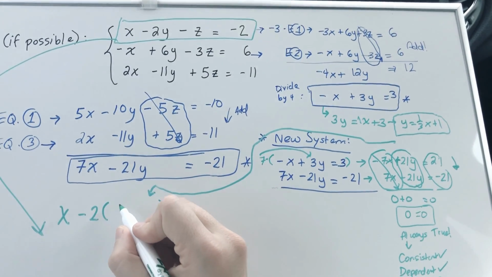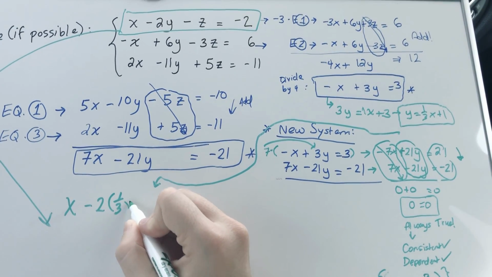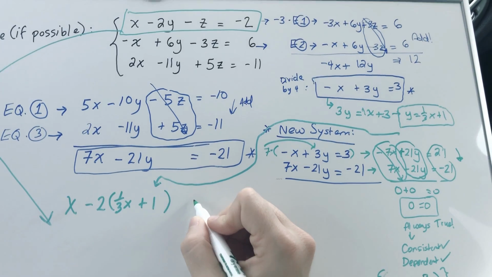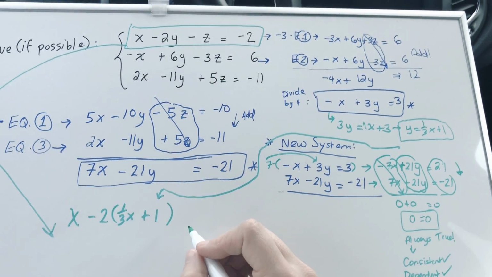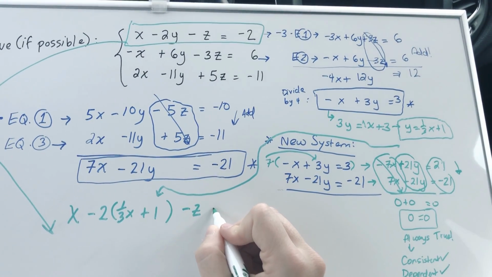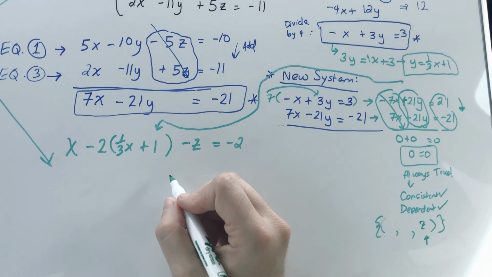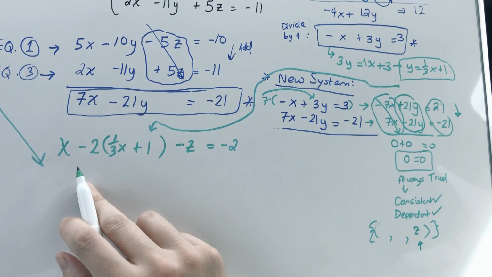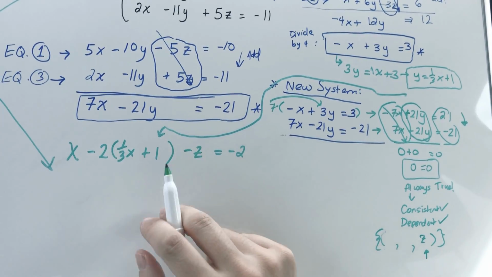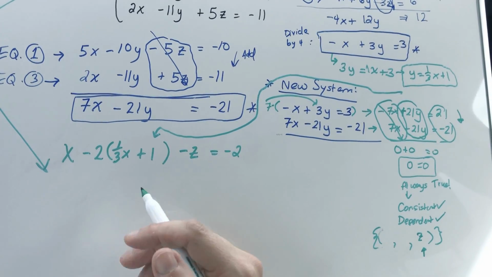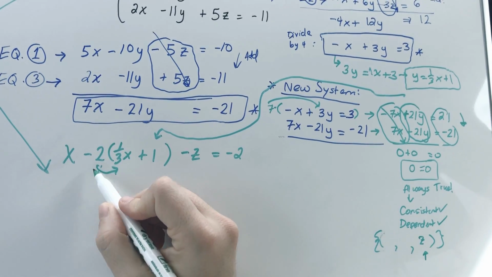That expression was 1/3 x plus 1. And then the rest of the equation, equation 1, was minus z equals negative 2. Why am I doing this? I'm trying to find x in terms of z. Now notice I just have an equation with just x's and z's, so I can get all the x's on one side, all the z's on the other. So let's go ahead and do that.